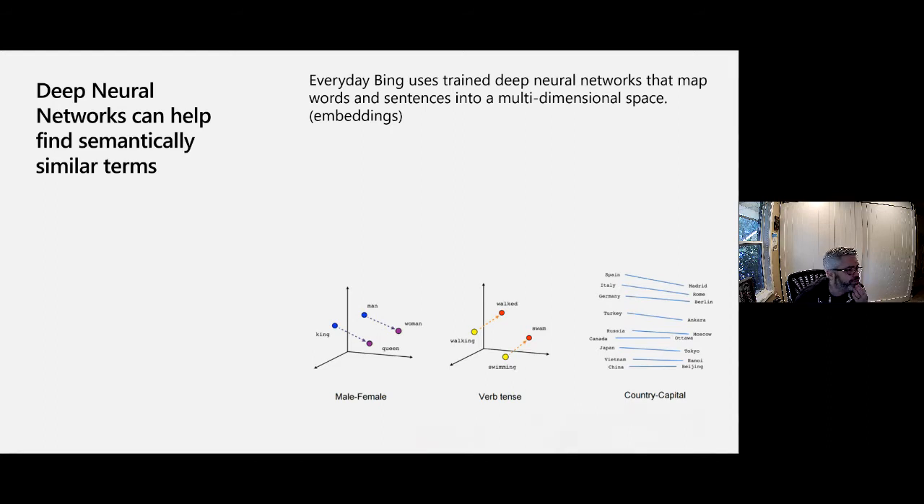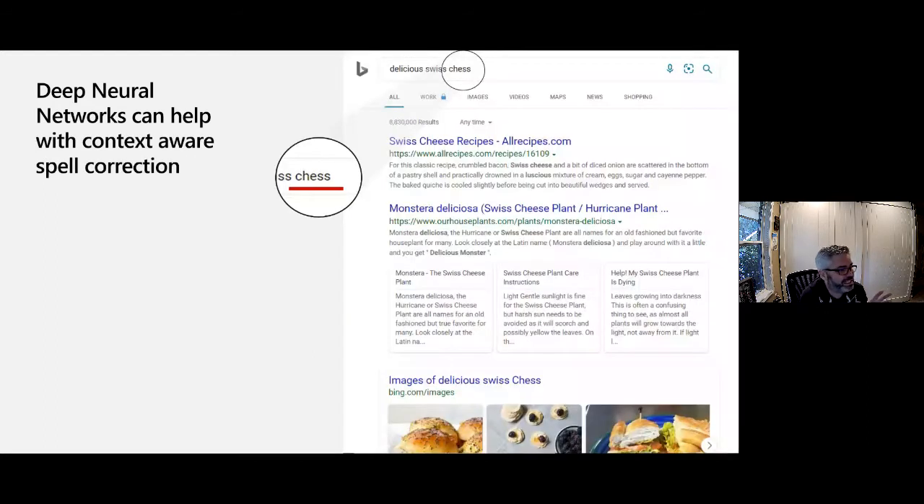If I go through this a little more, one of the things where this can help is intent. If I take this example of delicious Swiss chess, we know through the Bing knowledge that people probably didn't mean Swiss chess. They probably meant Swiss cheese. We can adapt to that, change it, and get a really viable result.